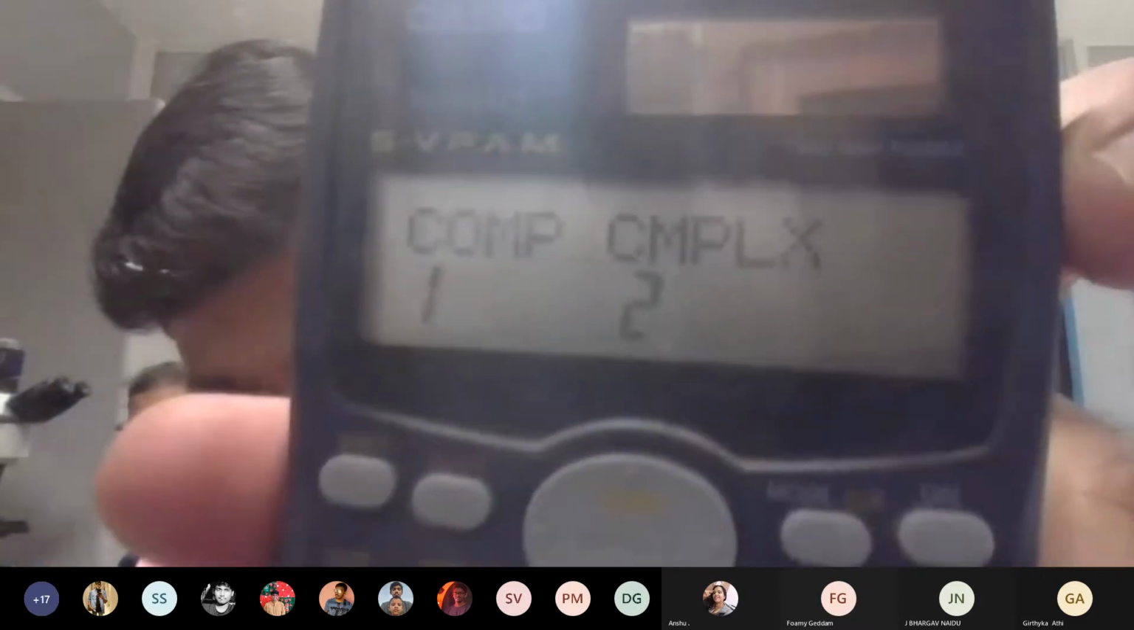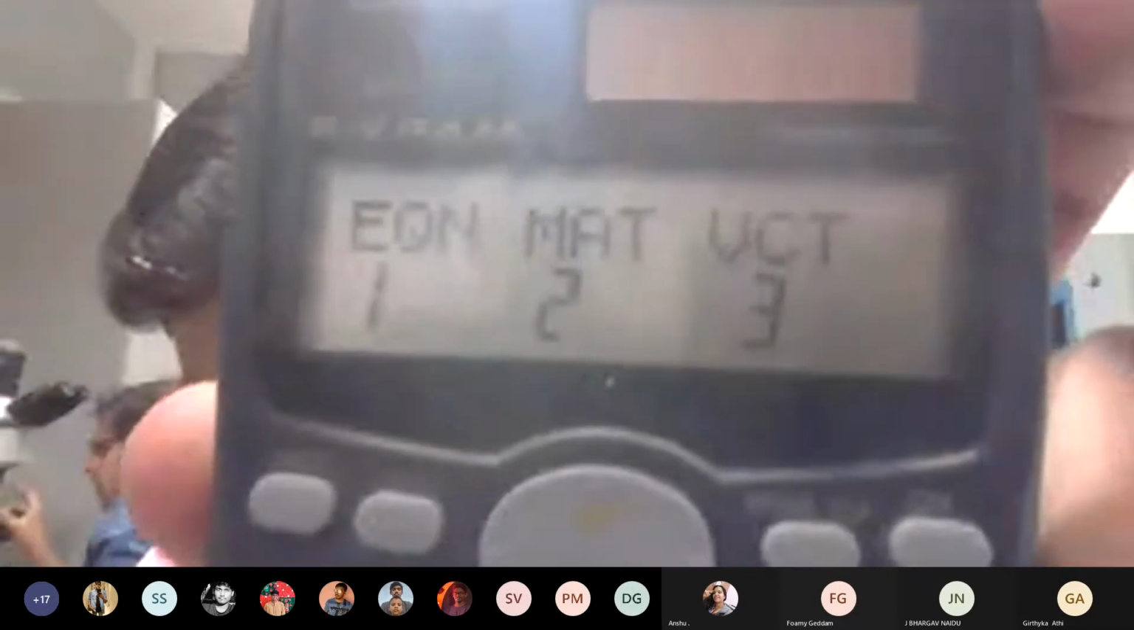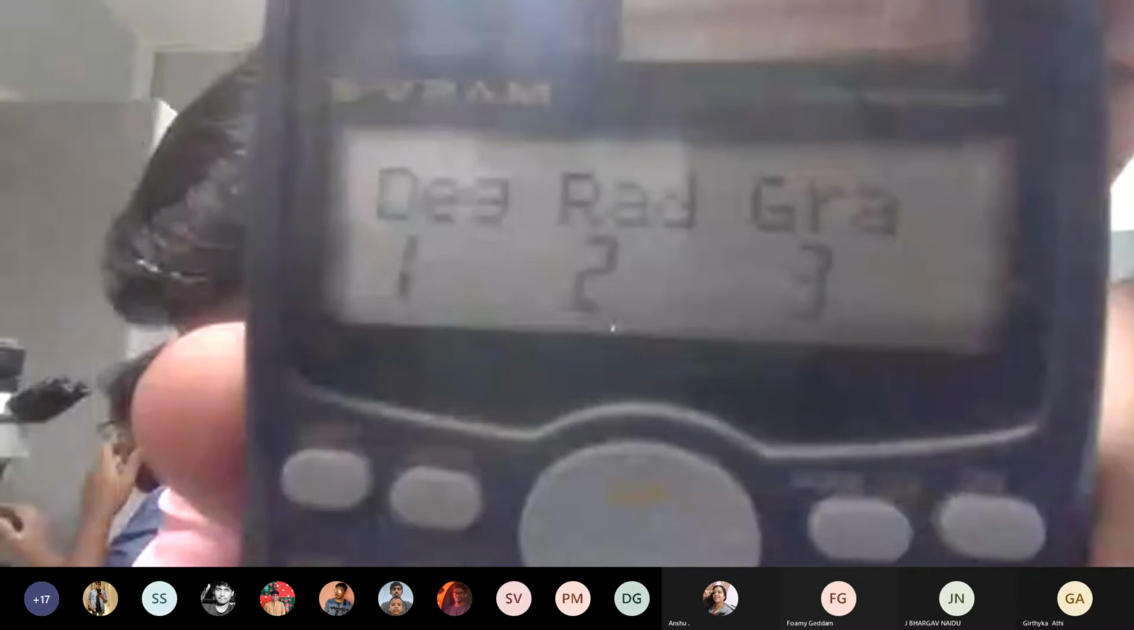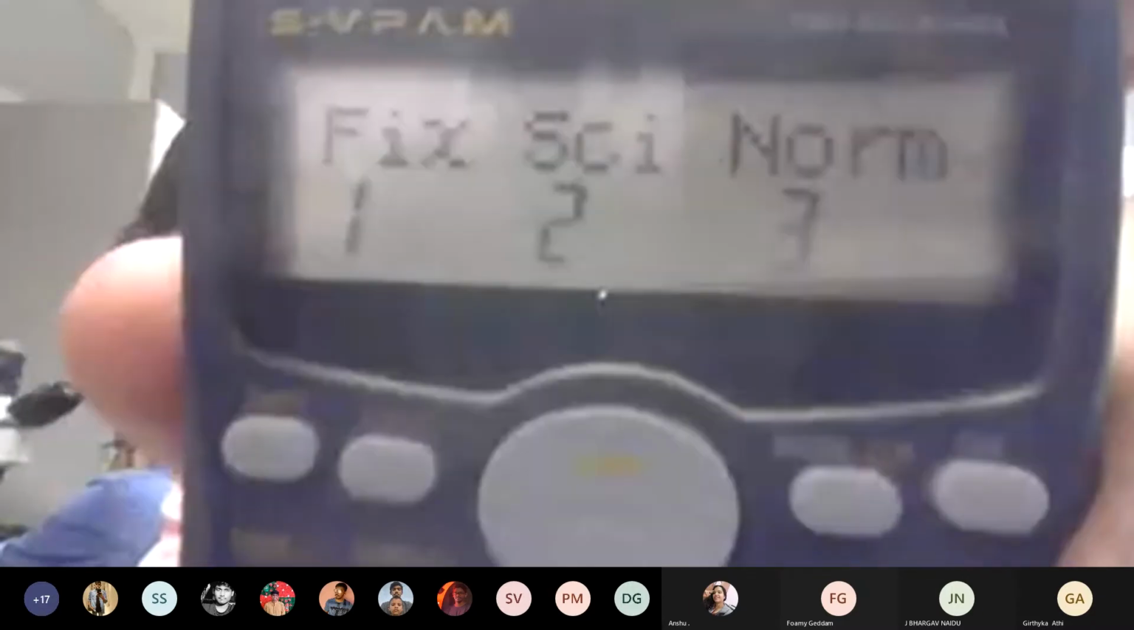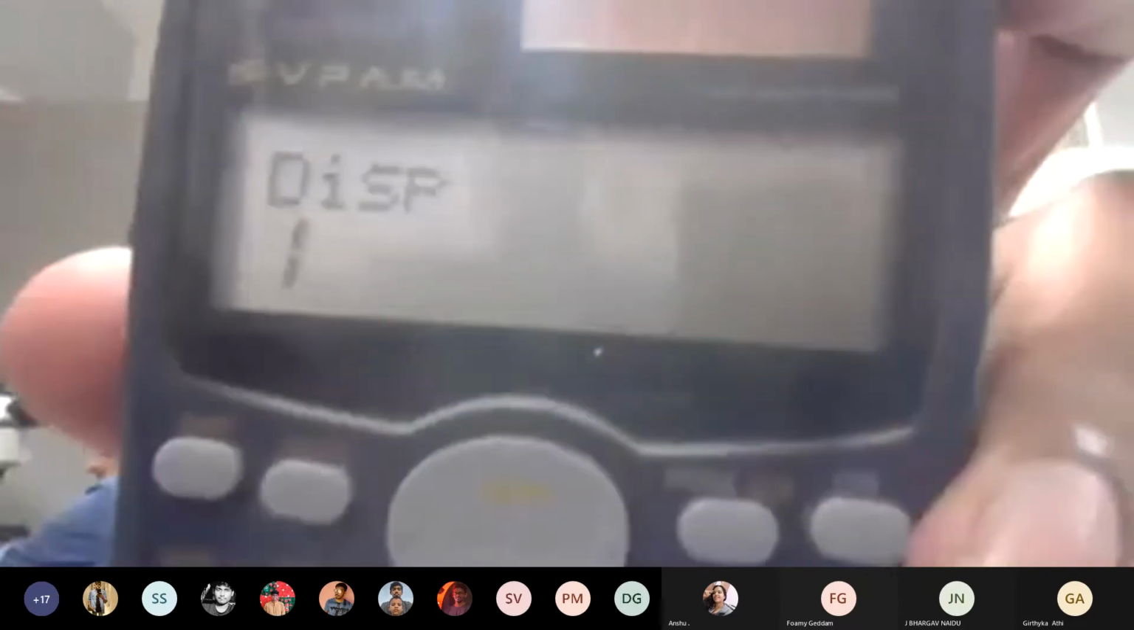But this is the first option, that is COMP, complex, and you will get this by clicking the mode the first time. On the second time, SD REG BAC. Then the third time you'll get equation, matrix and VCT. By clicking the fourth time, you will get degree, radian and gradient, and then fix, SCI and norm, and display. To change the display, we can do the changes with this option.